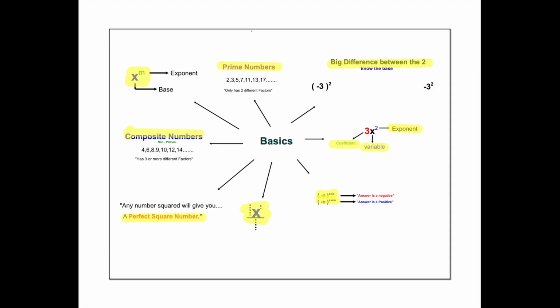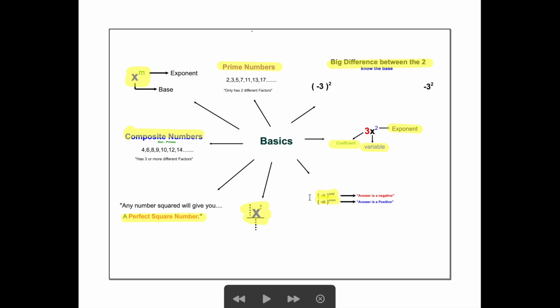All right, and then quick review. Remember, if you've got x to the m, you've got the base being raised to the exponent. We've got prime numbers that only have two factors. Composite numbers have 3 or more different factors. Difference between negative 3 squared and negative 3 squared. Know the base. Coefficient's the number in front. Variable is what's being raised. And the exponent is what's doing the raising.